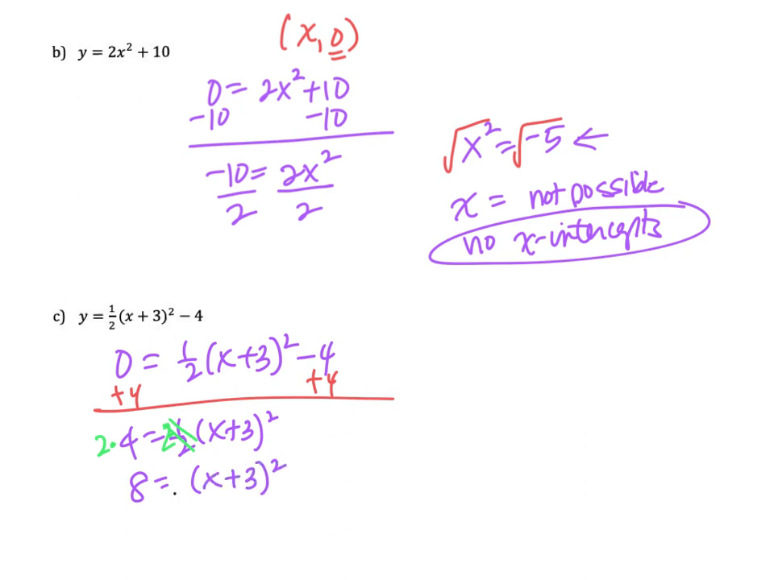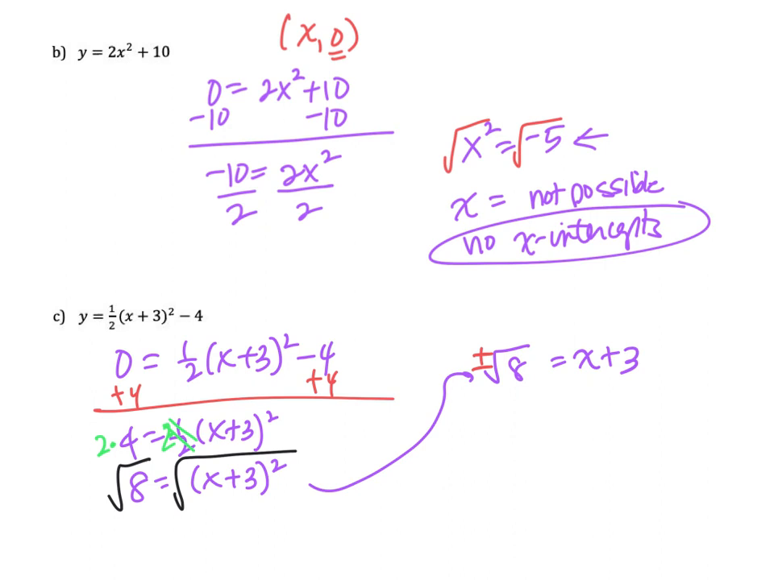And then what do I do to both sides? I take the square root. So I get root 8 equals x plus 3. But remember, you always have to put the plus or minus sign in front. So when you take the square root of both sides, you have a plus or minus root 8.